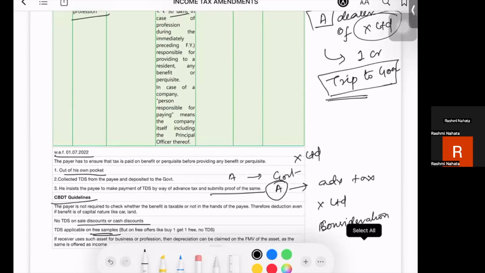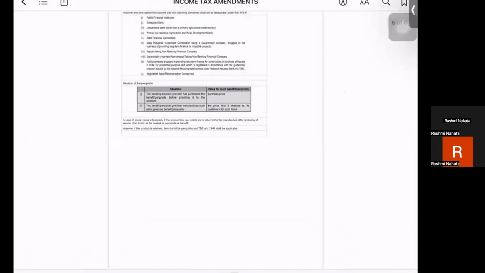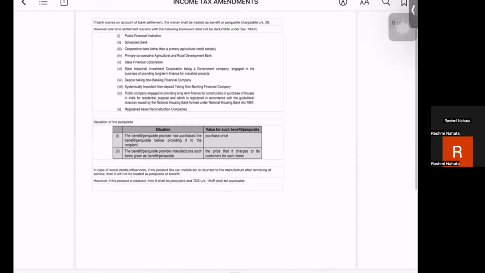Now, let's say, for example, A gets a car. So A has already offered the value of the car as income, and therefore he can also claim depreciation on the fair market value. That will also be there.